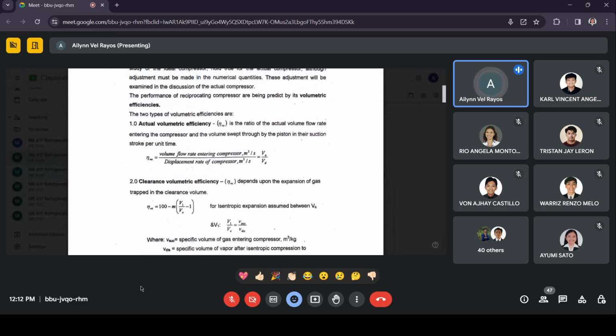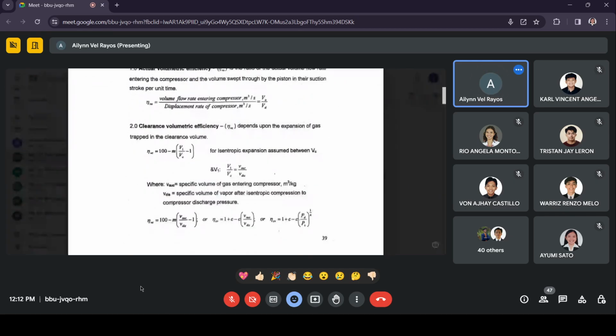So, this one depends upon the expansion of gas trapped in the clearance volume. This is a function of the percent clearance, and also the volume at the suction and discharge. For isentropic expansion assumed between V1 and VC, the discharge volume, the clearance volumetric efficiency is equal to 100 minus M multiplied by the quantity V1 over VC minus 1. Take note, V1 is the suction, V sub 1.